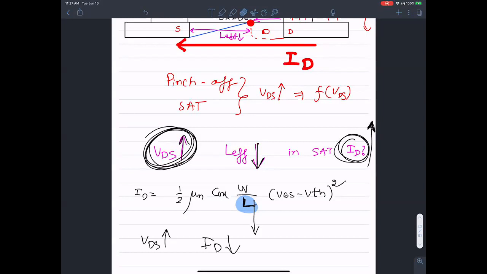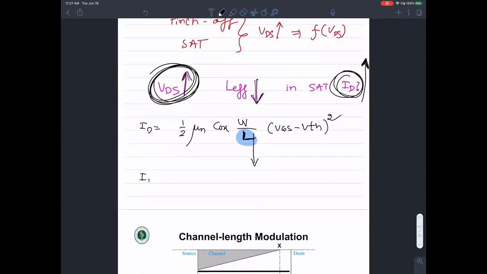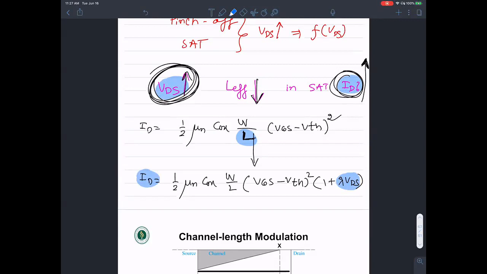And in order to capture that dependence, I'm going to augment my ID equation in saturation. I have mu and C oxide W over L, and I'm not going to mess with that L value. I'm just going to say VGS minus VTH the whole square times 1 plus lambda VDS. So it turns out that this relationship, that as VDS increases, ID increases, can be captured accurately using this enhanced parameter. This is called the channel length modulation parameter.